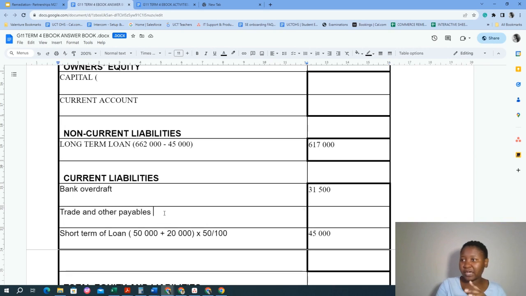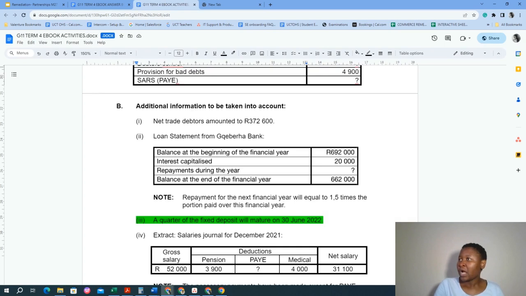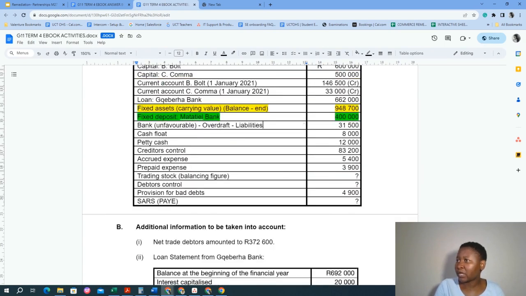Let's move on to the trade and other payables. What goes in my trade and other payables? All my other liabilities that don't have a separate account, I'll put them here. So for trade and other payables, I'll look at my creditors. How much am I owing in terms of creditors? I look at my creditors here and I have creditors control of 83,200. So I'm like, okay, good. I have my creditors control.